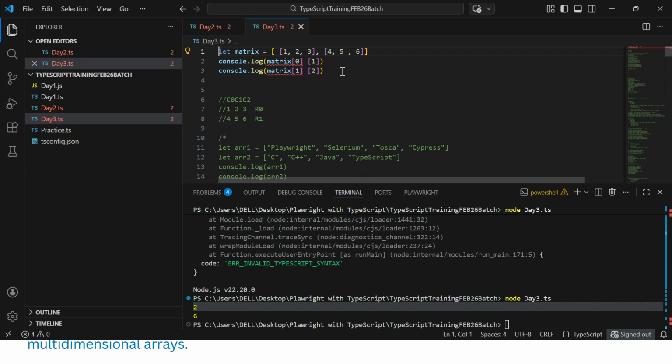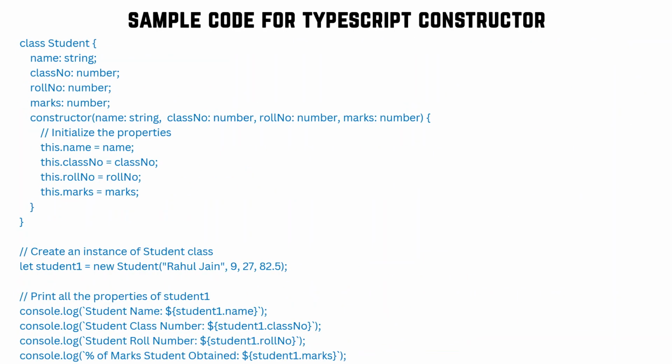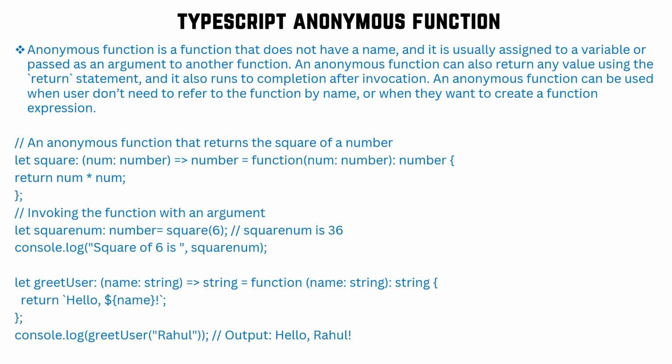An array is a very important topic, especially in the TypeScript world, and we can do all this stuff with the array. So let's recap what we learned today. After that, I will take any questions. So we have learned about the TypeScript anonymous function. An anonymous function is one that does not have any name and is usually assigned to a variable or passed as an argument to another function.